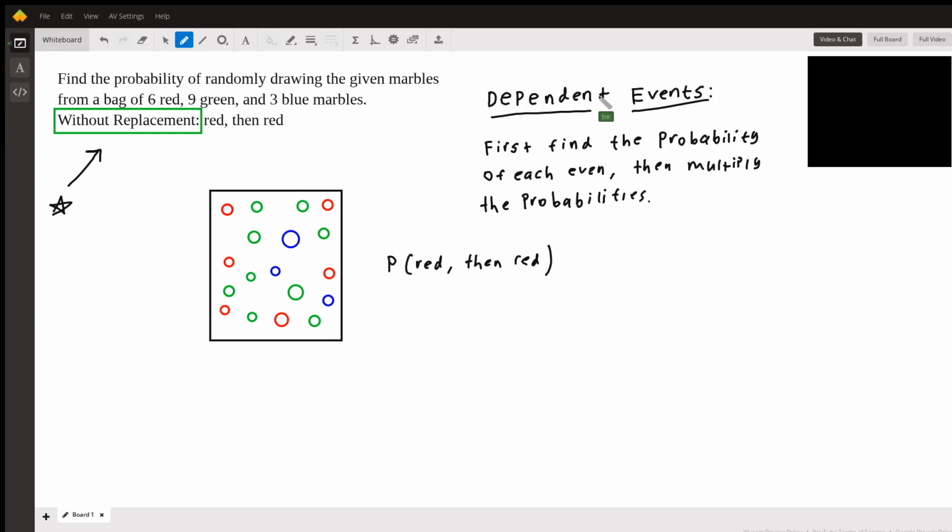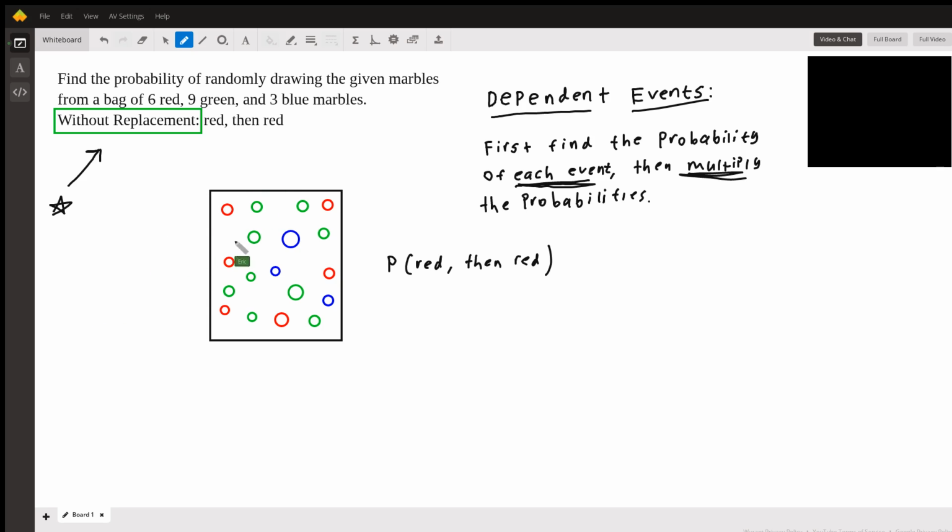When we're dealing with dependent events, like we are here, the outcome of the first event will affect the outcome of the second event. So, when we're finding the probability of dependent events, we first find the probability of each event, then we multiply the probabilities together. So let's first find the probability of getting a red.